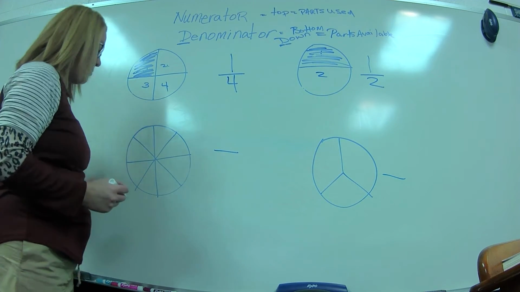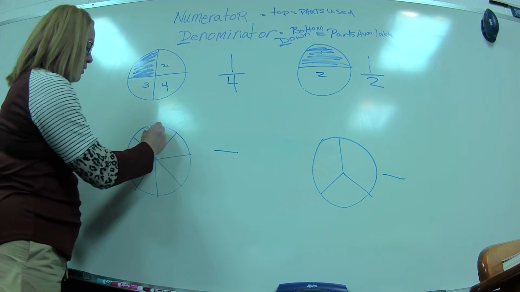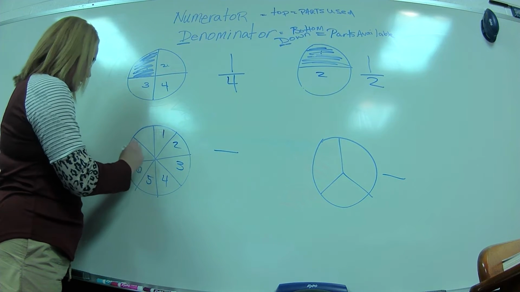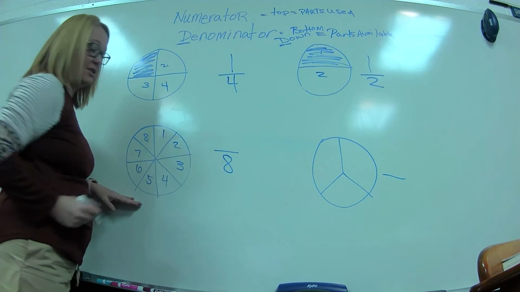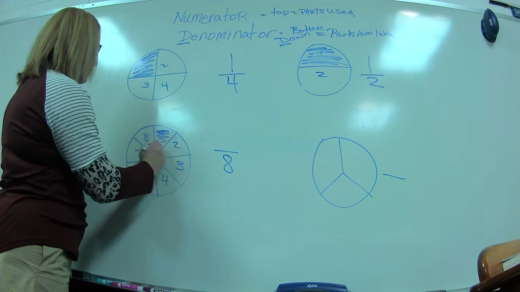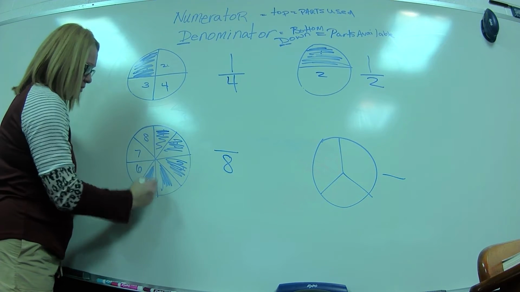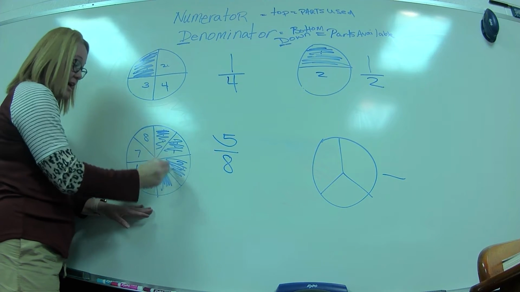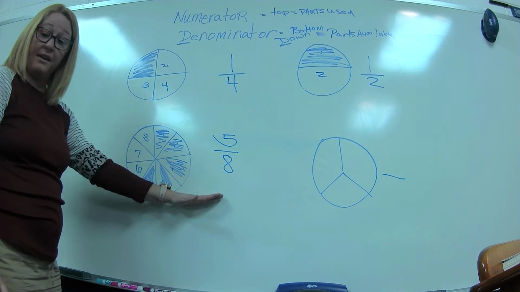So let's see how many available parts I have on this. It's like a piece of pizza here, a whole pizza pie. We have 1, 2, 3, 4, 5, 6, 7, 8. I have 8 available parts. That is my denominator. And I'm going to use 1, 2, 3, 4, 5. So I've used 5 out of the 8 available. So my fraction is 5 out of 8.